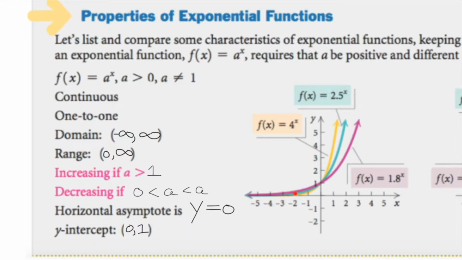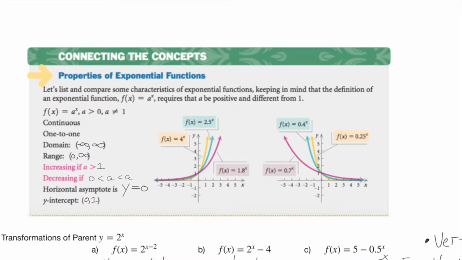That means in these three cases, it's always increasing. And in these cases, they're always decreasing. The domain is going to be negative infinity to infinity, so you can see all x values. You can take any x value you want and put it into the exponent. The range is going to be from 0 to infinity. They can go as high as you want, and they can get down as low as you want to the x-axis, but they will never cross the x-axis.